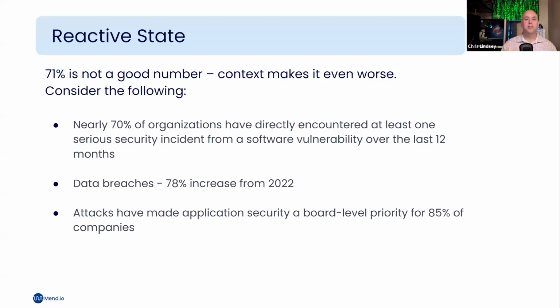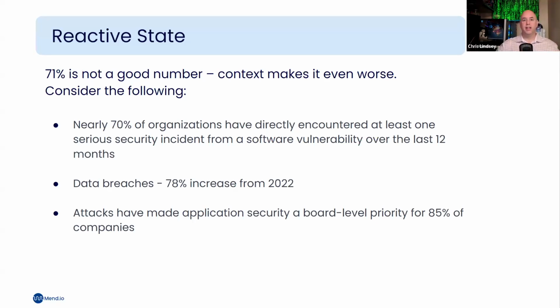All right. So 71%, as I just said, is not a good number. And context makes it even worse when you start considering the following. Nearly 70% of all organizations have directly encountered at least one serious incident from a software vulnerability over the last 12 months. Really, that number is higher. Even though I say nearly 70% and at least one, when you look at what you consider a security incident, these are high critical security incidents.